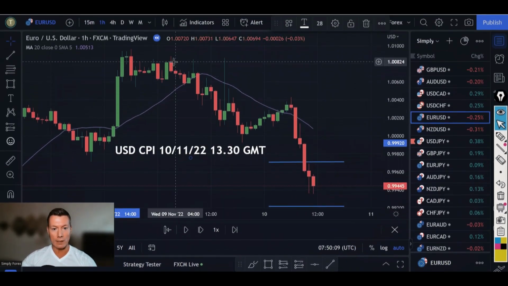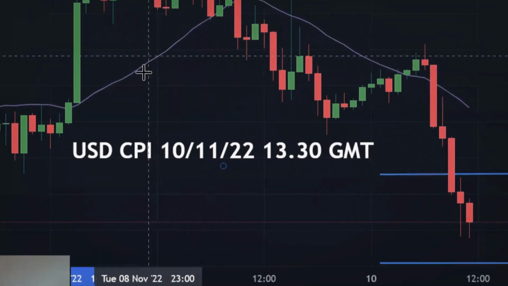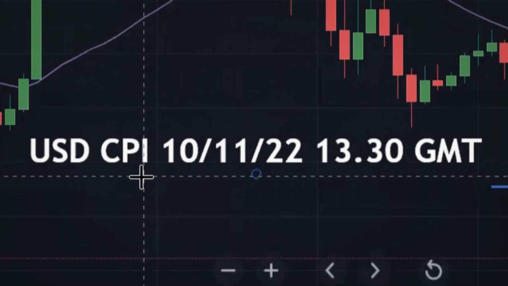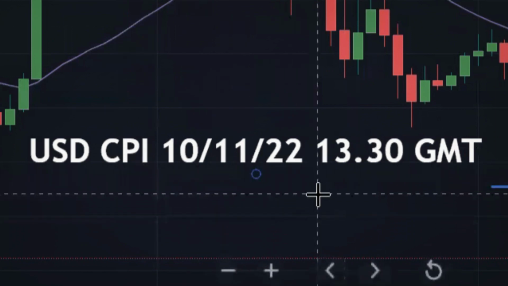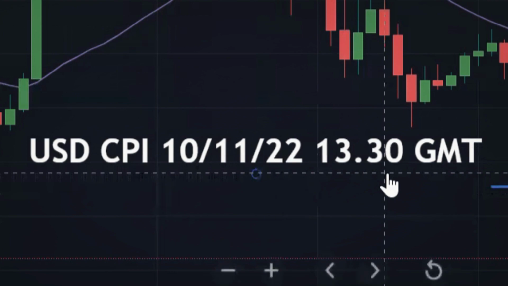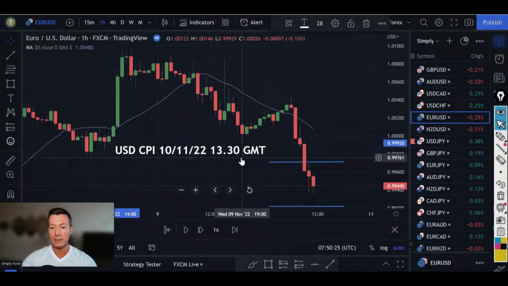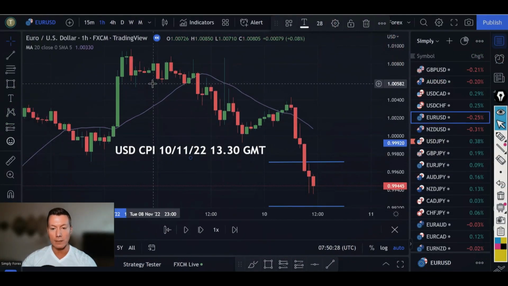All right, so as you can see on my screen, guys, we're looking at the Euro US dollar. And the news event that we're focusing on is the US dollar CPI figures on the 10th of November 22 at 1:30 London GMT. Okay, so this is in replay mode, guys. So this was a big news event. And as you remember, there was a huge reaction, guys. So this is how we do it.